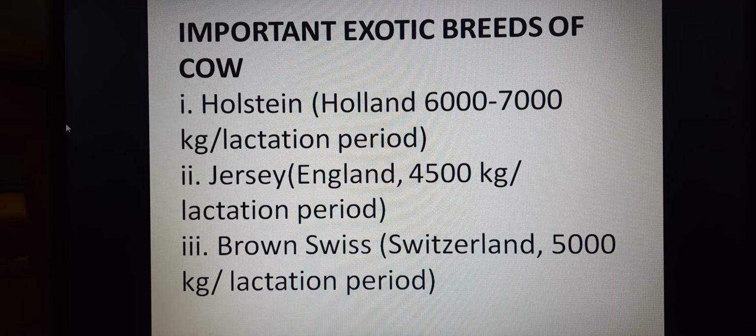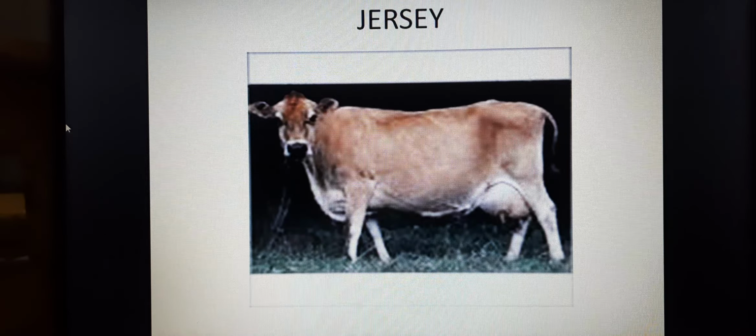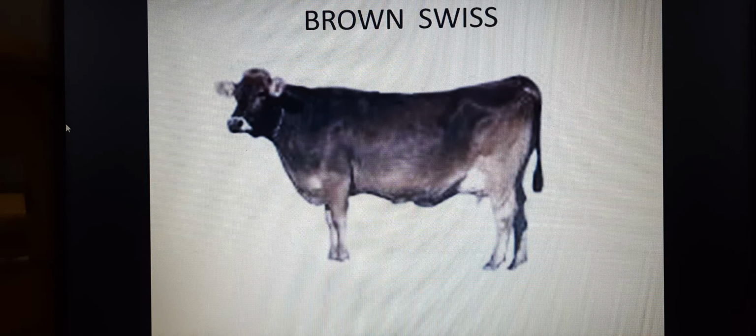Holstein is a breed from Holland which gives 6,000 to 7,000 kg, that is about 6,000 to 7,000 liters of milk per lactation period. Jersey is from England. We are taking these cows from England. They give 4,500 kg or 4,500 liters of milk per lactation period. Brown Swiss, since the name is Swiss, it comes from Switzerland, 5,000 kg per lactation period. You see their slides. This is Holstein, this is Jersey, this is Brown Swiss.